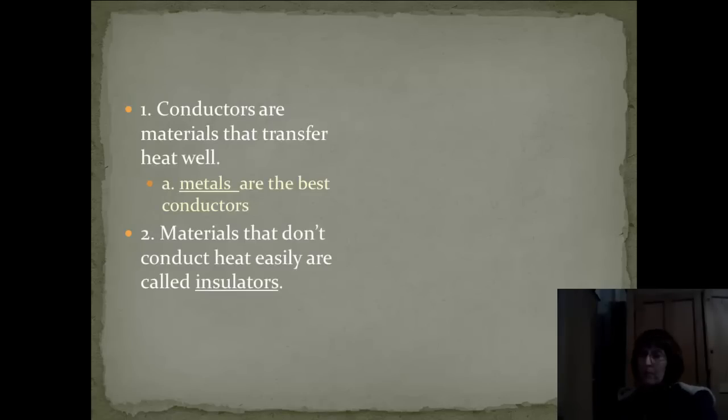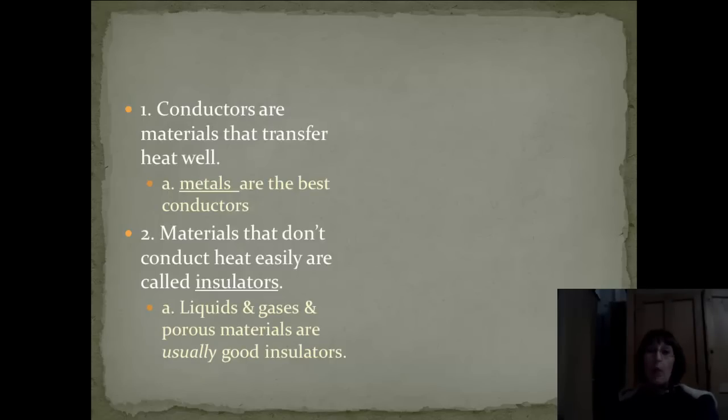Materials that don't conduct heat very well are called insulators. Usually when we say conductors, we're not simply talking about heat. We also kind of include electricity in there. Also, in insulators, same thing. If they don't conduct heat and electricity very well, we say they're insulators. Styrofoam, great insulator. Plastic, great insulator.